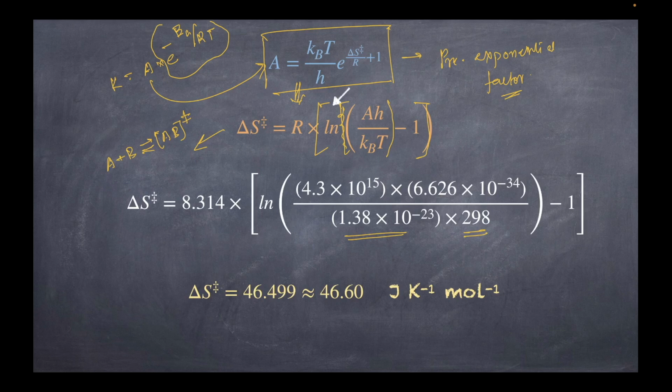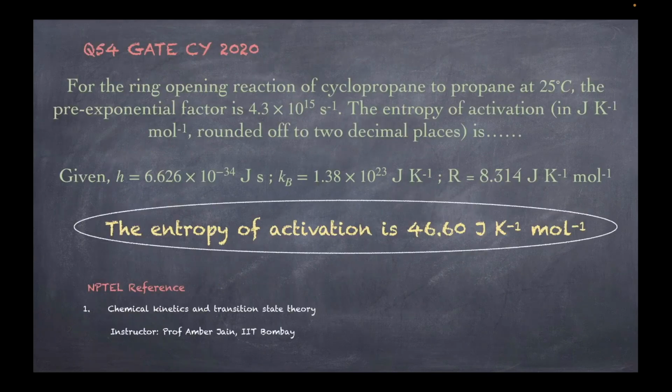So the delta S double dagger will be 46.499, and after rounding up to 2 decimal places it will be 46.60. The unit will be Joule Kelvin inverse mole inverse. So the answer to this question, that means the value of the entropy of activation for the reaction cyclopropane to propane, will be 46.60 Joule Kelvin inverse mole inverse.